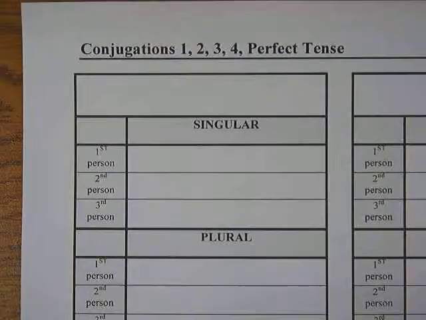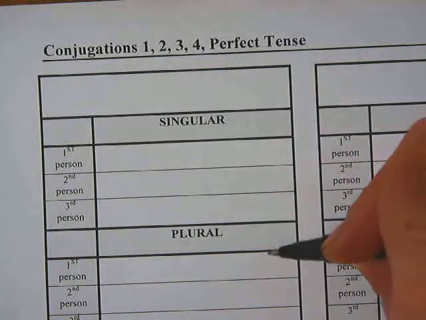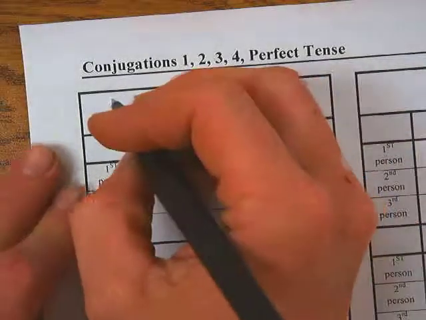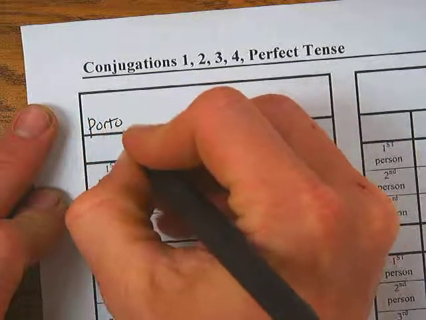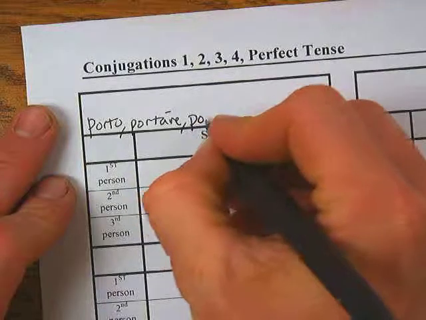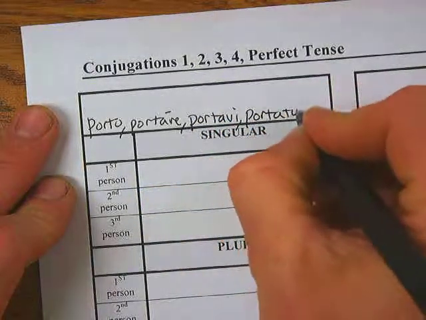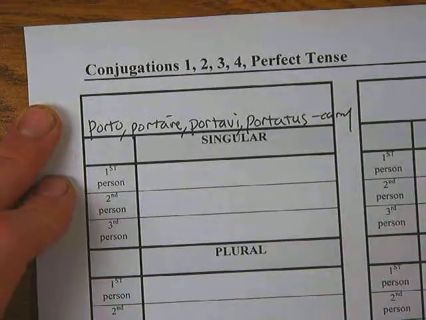Okay, here we go with the perfect tense. So we did present and imperfect. Now we're going to be looking at perfect. So now we're actually going to be using a different principal part. So we've got porto, portare, and then portavi, portatus. Carry. It says carry.